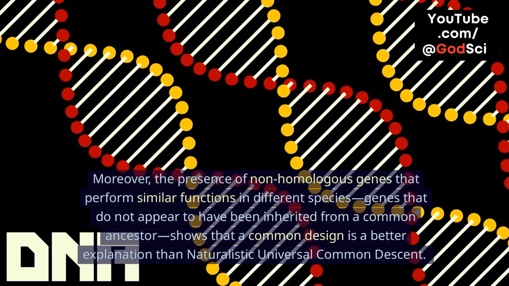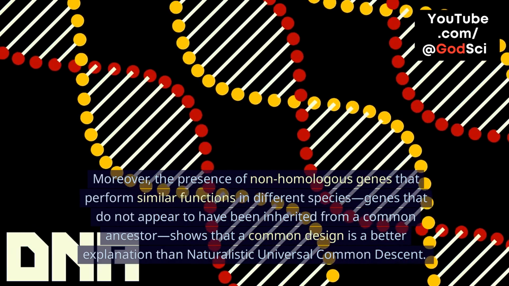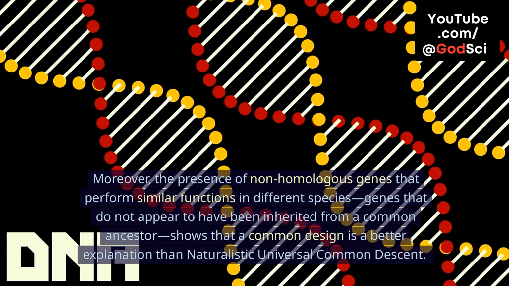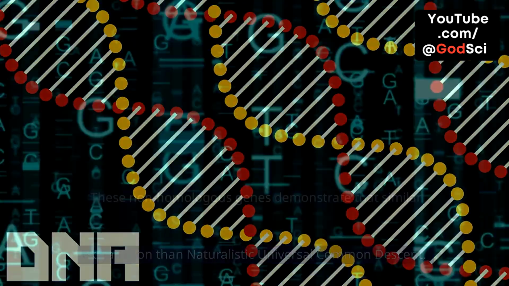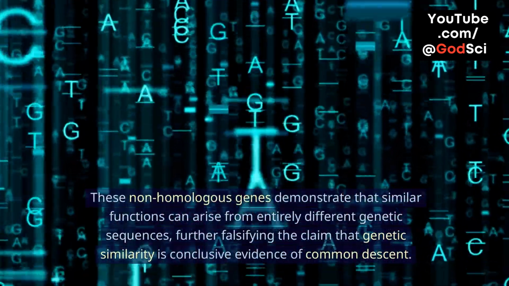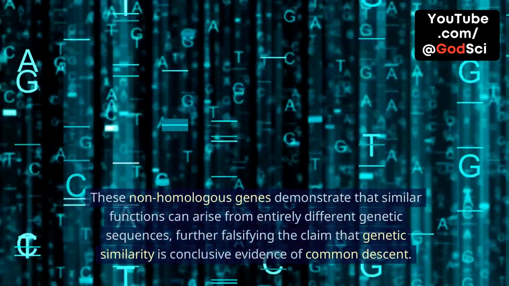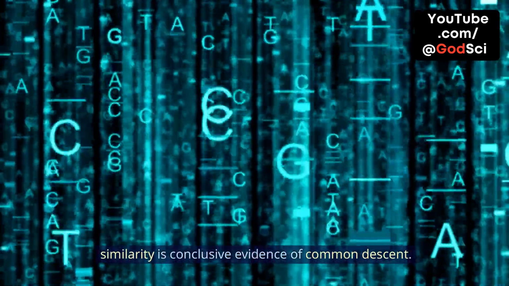Moreover, the presence of non-homologous genes that perform similar functions in different species, genes that do not appear to have been inherited from a common ancestor, shows that a common design is a better explanation than naturalistic universal common descent. These non-homologous genes demonstrate that similar functions can arise from entirely different genetic sequences, further falsifying the claim that genetic similarity is conclusive evidence of common descent.